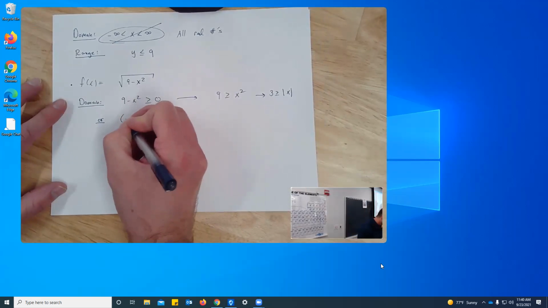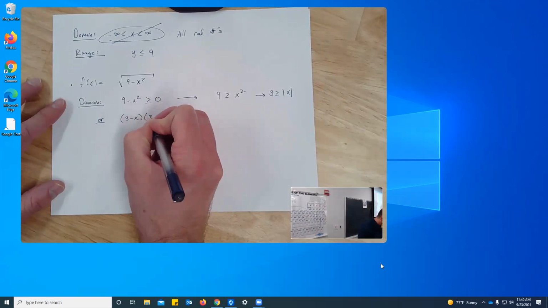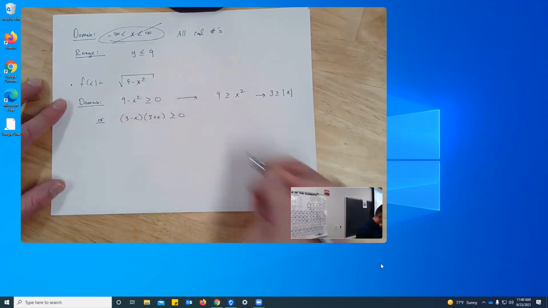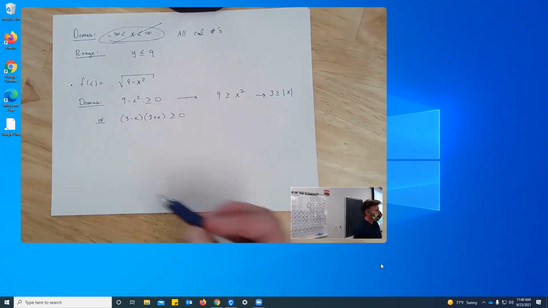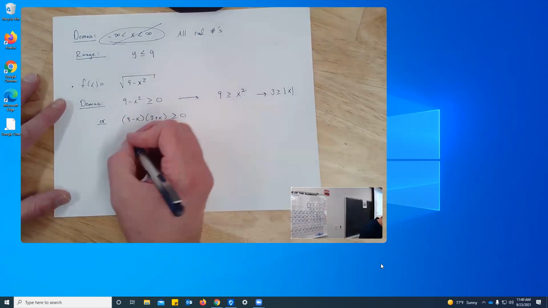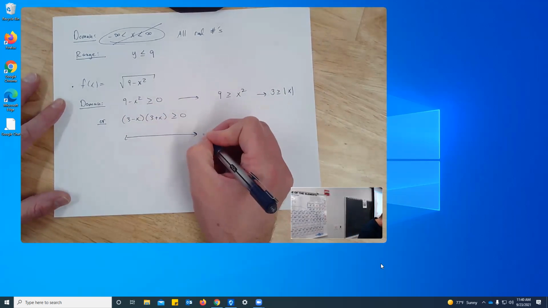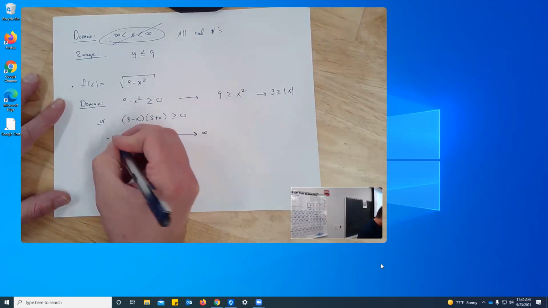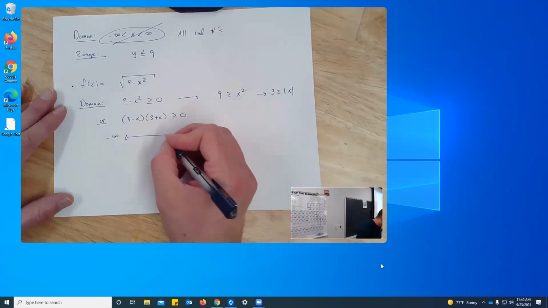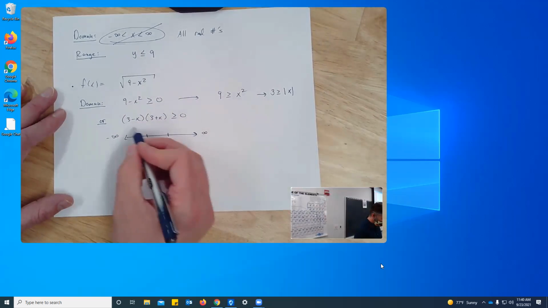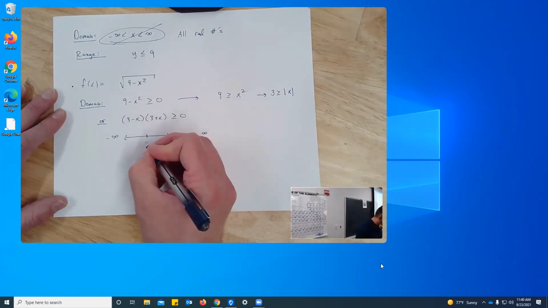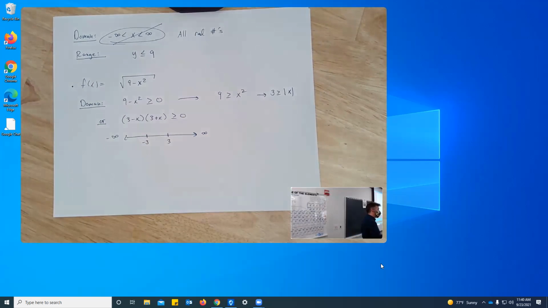I'm going to factor this as 3 minus x times 3 plus x greater than or equal to 0. And then I'm going to put the zeros on the number line. Here's my real number line. Here's infinity over here. Normally I wouldn't write that, but first time. Okay. And I'm going to put the values of x that make this quantity equal to 0 on my number line, and notably, nothing else. I don't want to include 0 unless it's something that actually makes the quantity equal to 0. I don't want anything extra. I just want the numbers that are important to me.